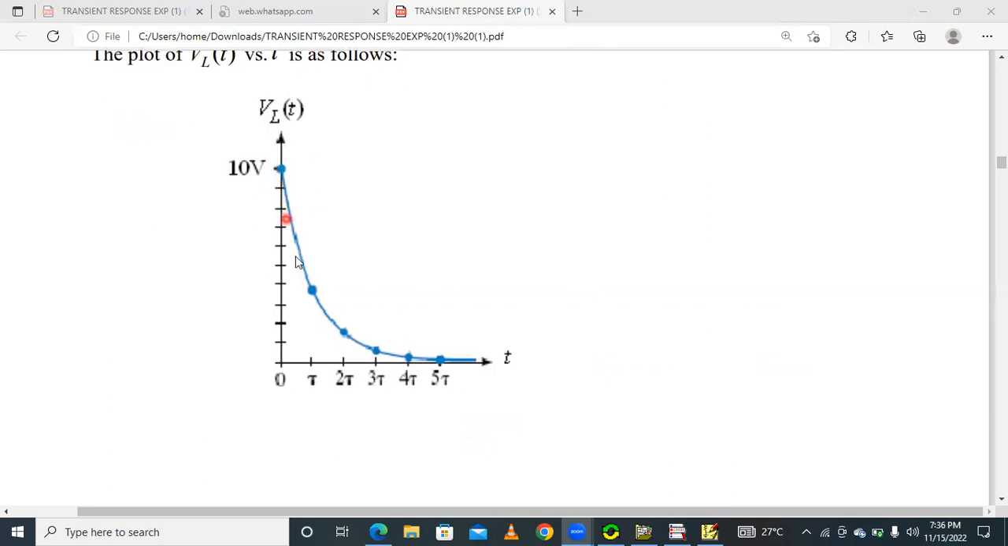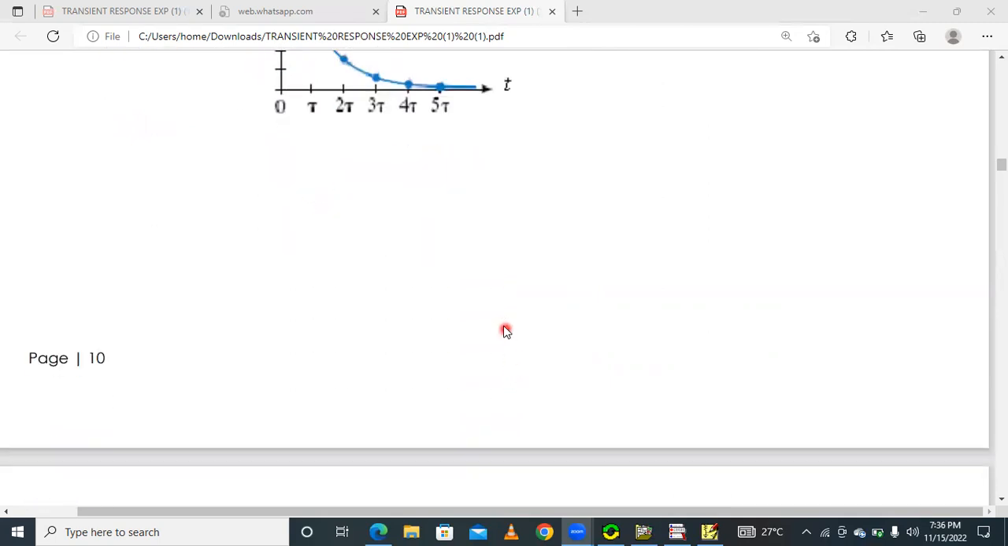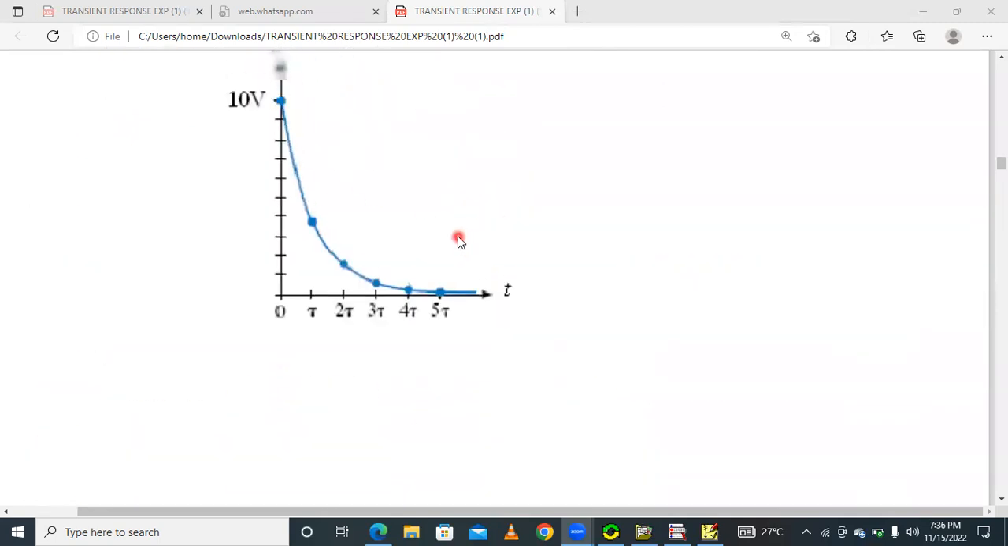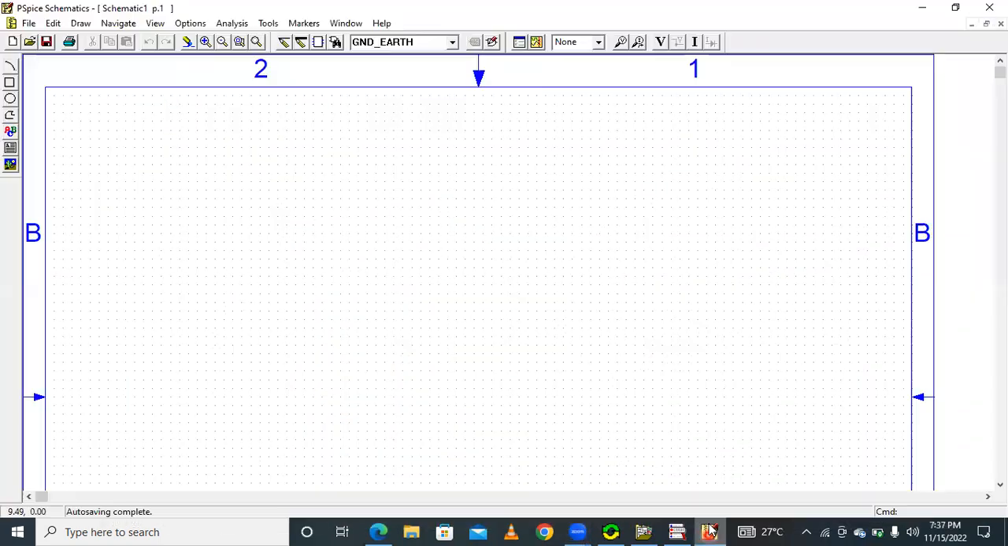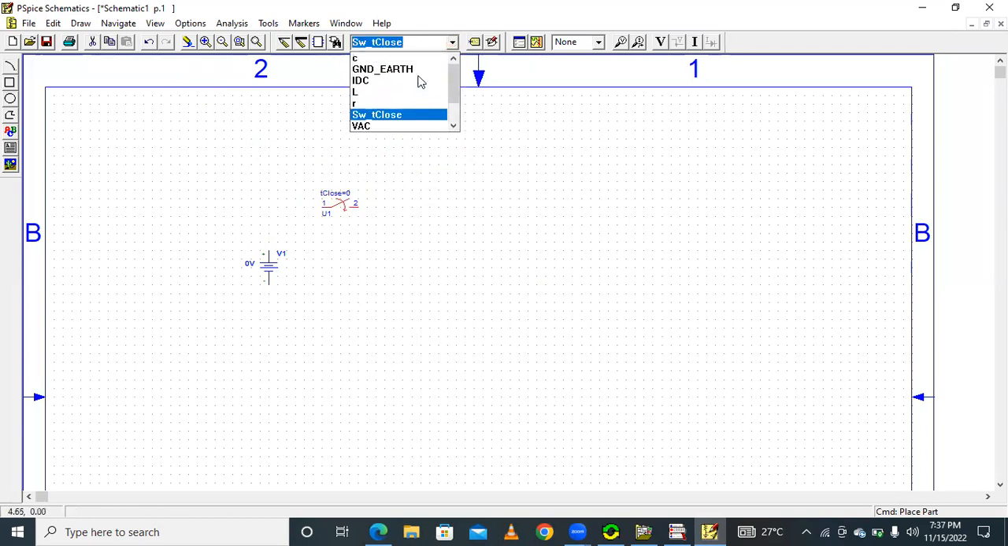That's why the exponential is decreasing in this way. So this experiment we have to execute by using PSpice. Go to PSpice and RL circuit. Take one source that is called VDC, place it here, and take one switch, a closed switch, place it here, and then take one resistor.